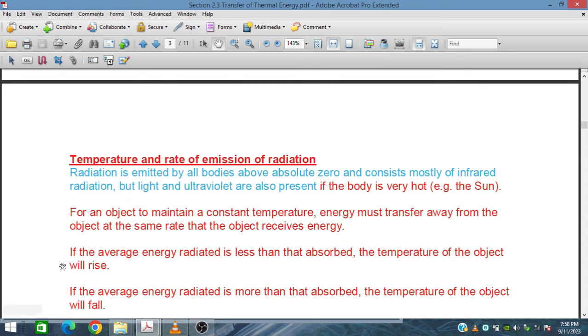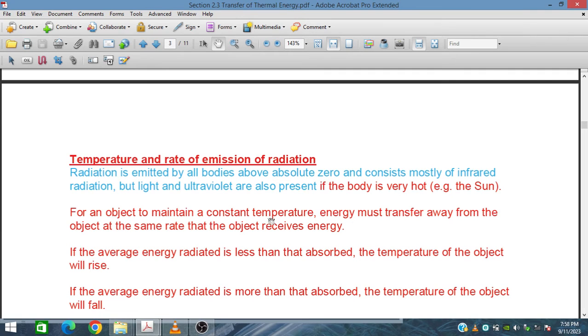Temperature and rate of emission of radiation. Radiation is emitted by all bodies above absolute zero and consists mostly of infrared radiation, but light and ultraviolet are also present if the body is very hot, like for example the sun.